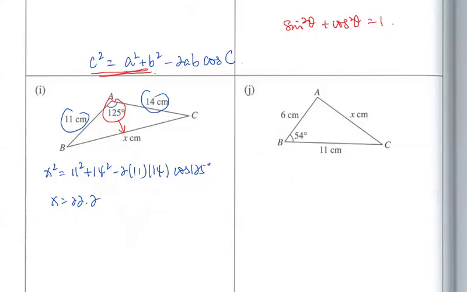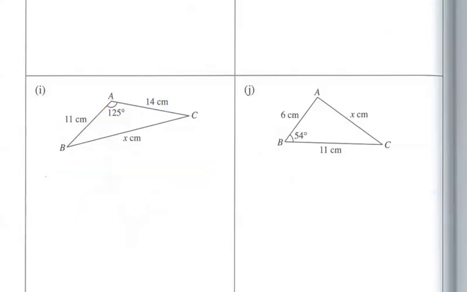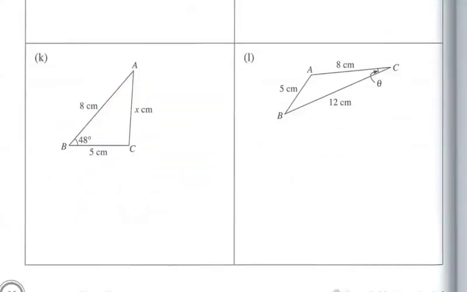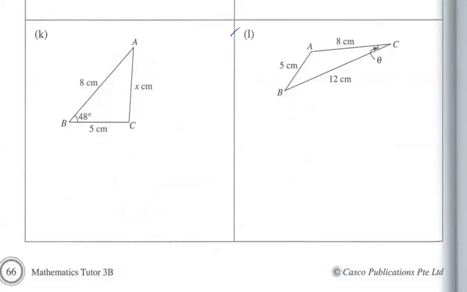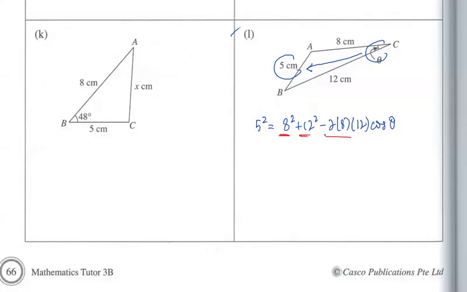Now, what happens if they want you to find the angle, for example part L? Same thing, we form our equation first. Theta is facing 5, so this will be your C squared. So your equation should be 5 squared equals 8 squared plus 12 squared minus 2 times 8 times 12 cosine theta. Be careful when you're manipulating this because in the past, a lot of students made mistakes here. These are sums. This is a product.